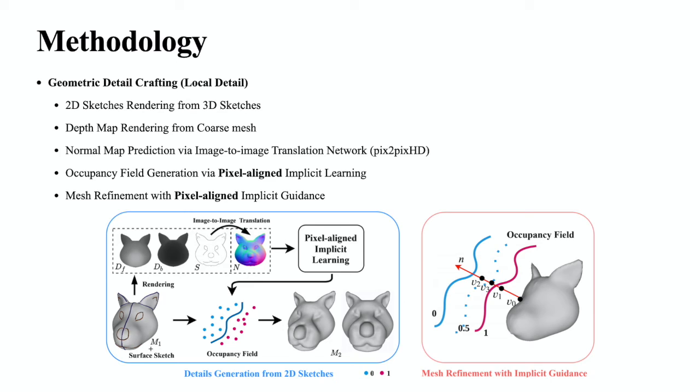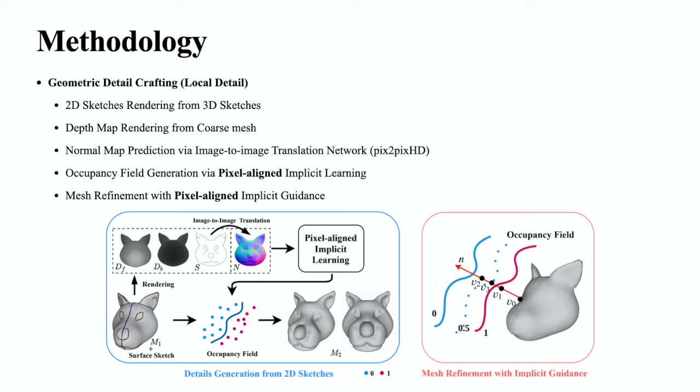In the geometric detail crafting stage, once users draw detailed sketches on M1's surface, our system first renders the front and back depth maps from the coarse mesh M1, and renders a 2D sketch from the 3D strokes. Then a normal map is predicted by an image-to-image translation network. Here we use pix2pixHD.